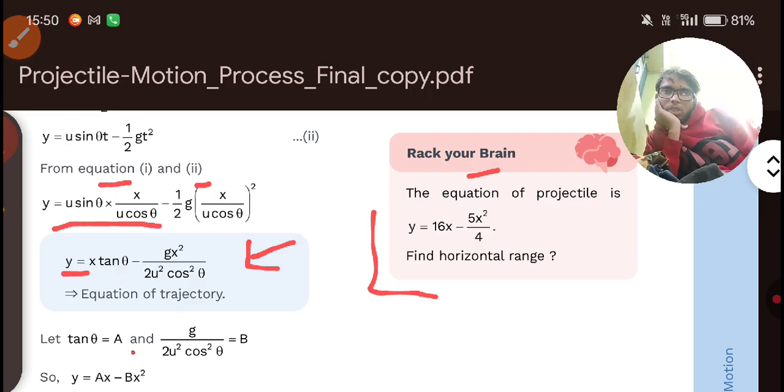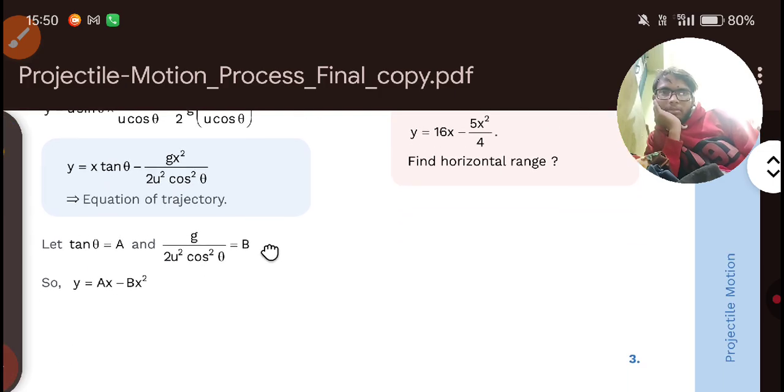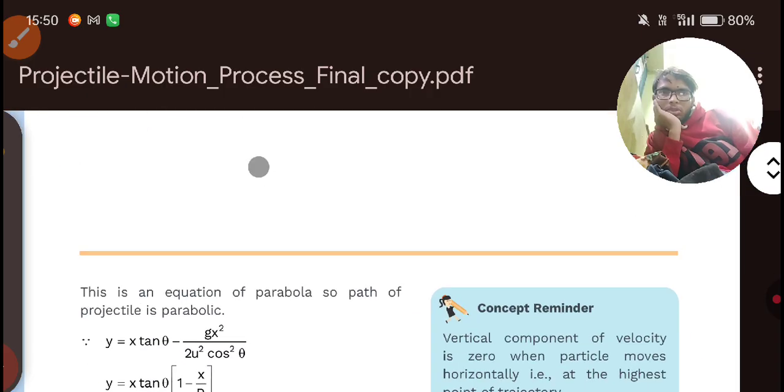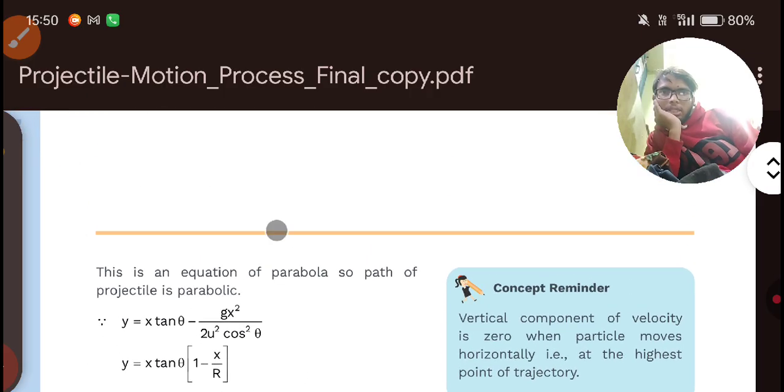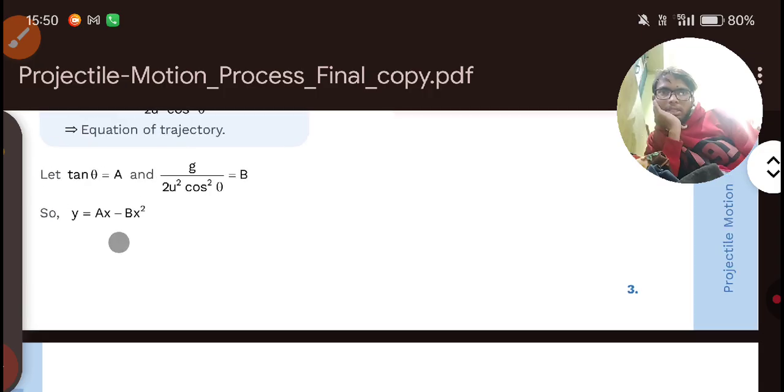Let tan theta be equal to a, and this g upon 2u square cos square theta be equal to b. So this becomes ax minus b x square. This is happening. This is an equation of a parabola. Here you can see this thing.